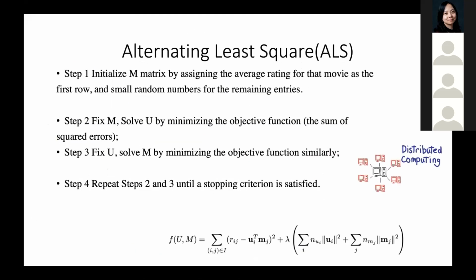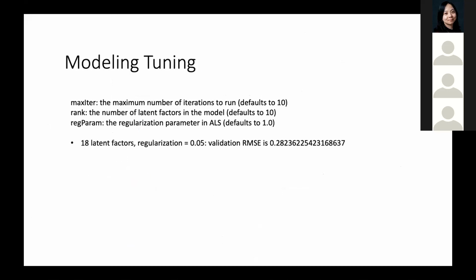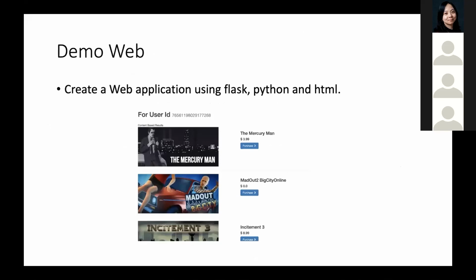We repeat that until the stopping criterion is satisfied, which means the error has converged, like this. So in this case, within 2 iterations, our learning curve has converged. So okay, I think I'll just stop here.